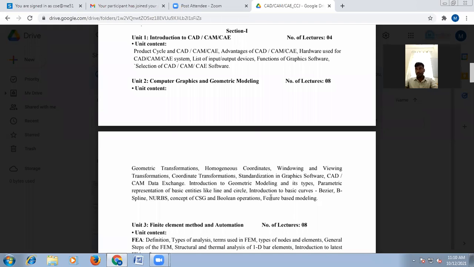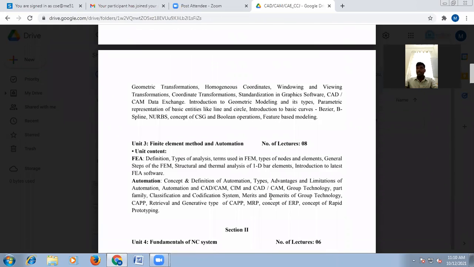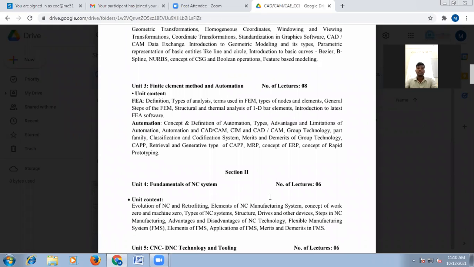Second, you can see here the third chapter, our first section, last chapter. So first section, last chapter, that is finite element method and automation. Now the name itself indicates finite element method and automation. So in this chapter, the first part is FEA, that is finite element analysis.